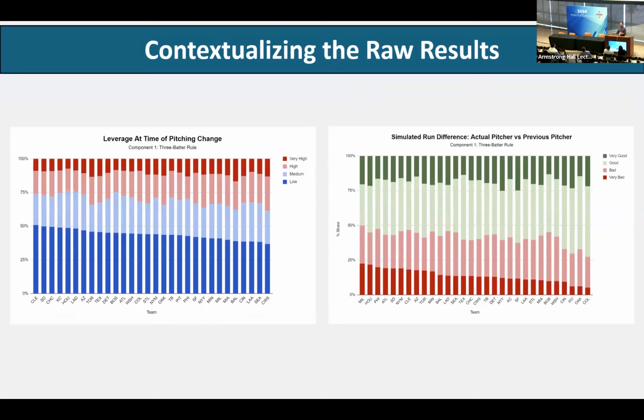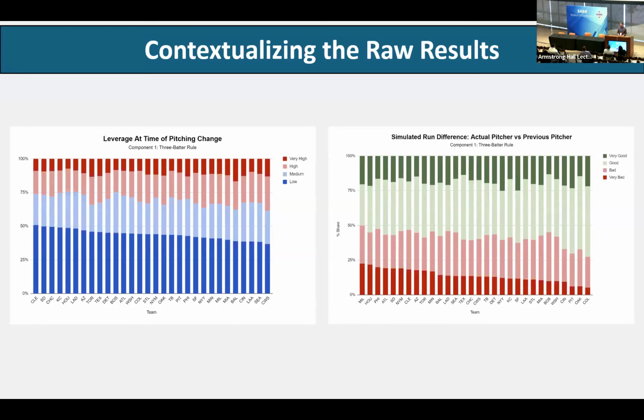So what I'm trying to do here is help contextualize the different inputs that feed into that weighted bullpen management score plus metric. On the left-hand side, you have the leverage at the time of pitching change. And it's broken out into 4 different buckets based on the leverage. So very high, high, medium, low.